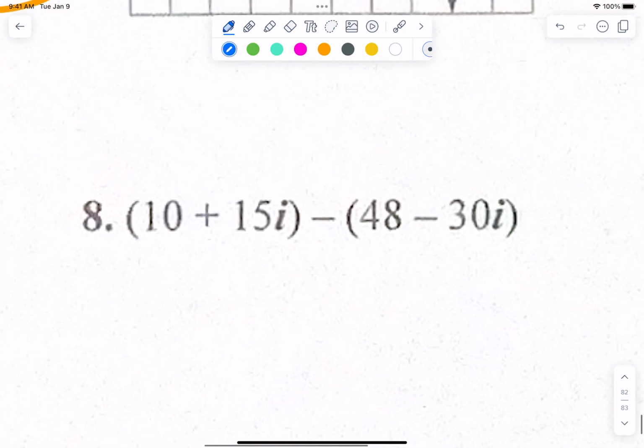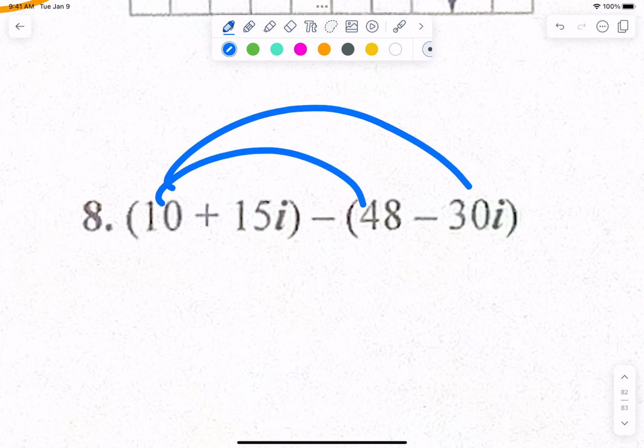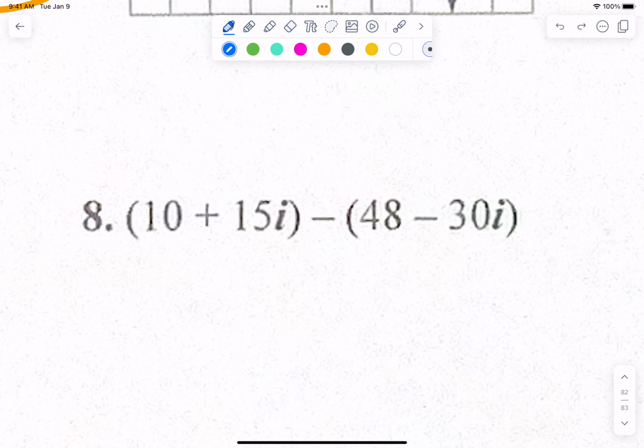Okay? Guaranteed, don't let this be you. Guaranteed on the test, I have somebody try to foil this. Would you like to foil 10 and 48 and 10 and 3? That's like 300 and 480. Why do you not foil? There's a minus, which means subtract, right? You are not foiling. You're not multiplying.